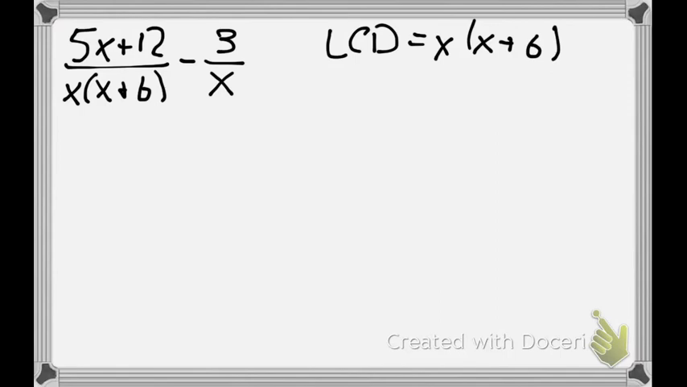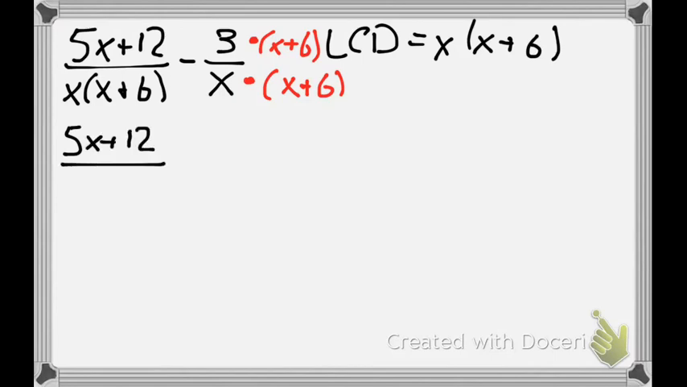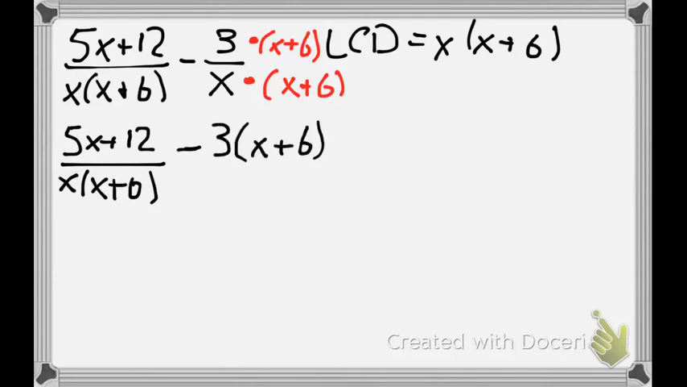So for my first one, I would say, okay, well, x and x plus 6, that looks pretty good. But my second term needs to be multiplied by x plus 6 on the top and the bottom. So when I look at this now, I'm going to start simplifying it. My first term hasn't changed at all, right? 5x plus 12 over x plus 6. And then on this side, I'm going to have minus 3 times x plus 6 over that common denominator, x plus 6 times x.